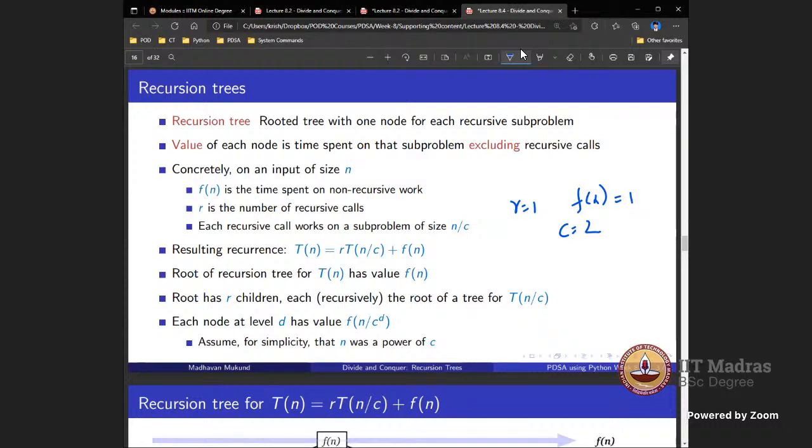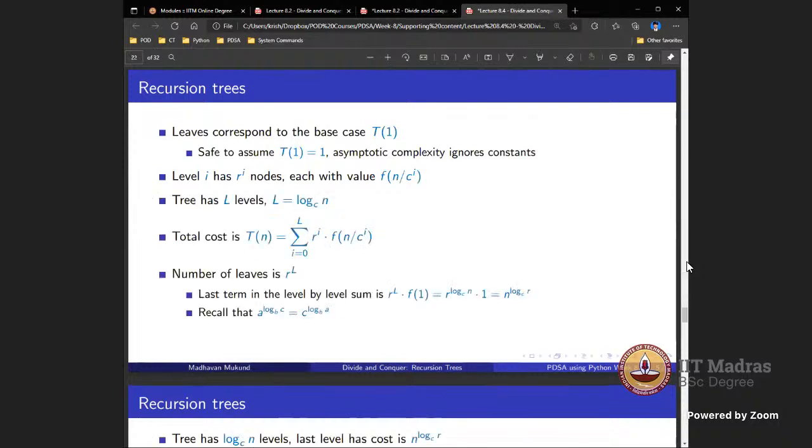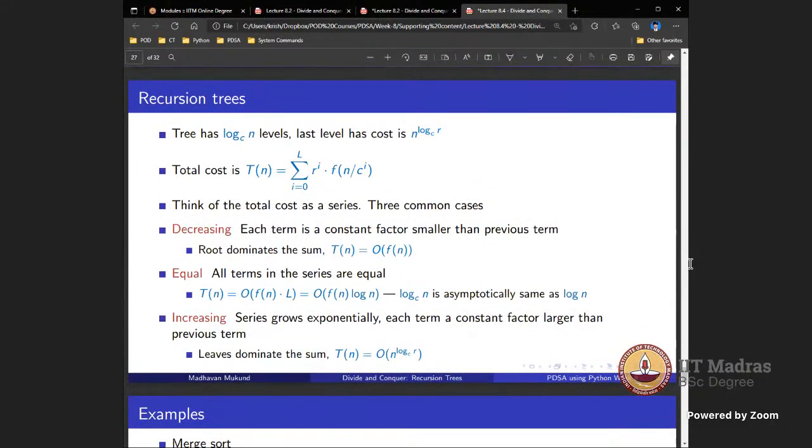There is one more thing: in binary search and merge sort, the n by c is the same for the sub problems, and sometimes they are different, like n by 3 and 2n by 3. How can I compute this? In binary search, f of n becomes 1, so it will be simply log n. In merge sort, it will be order of n, so n log n.